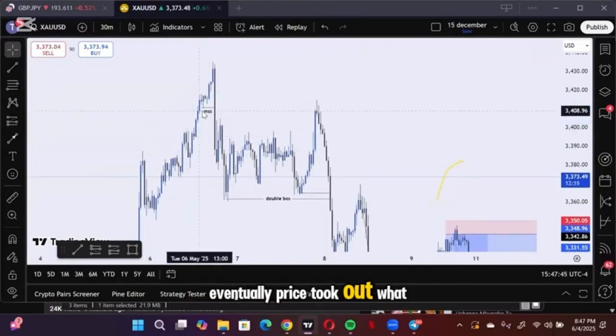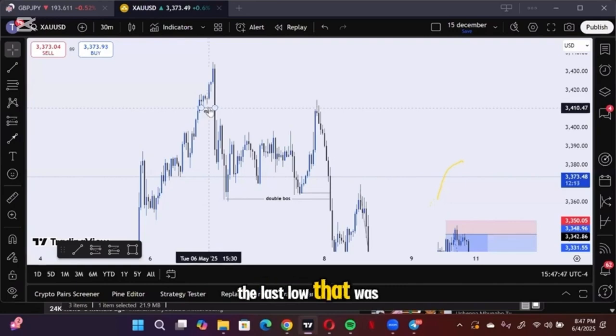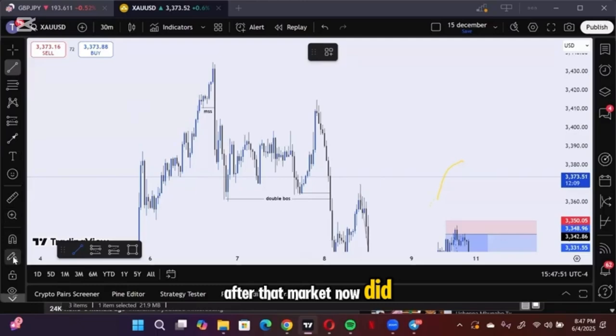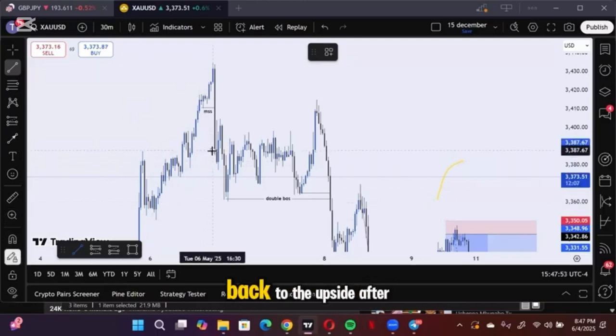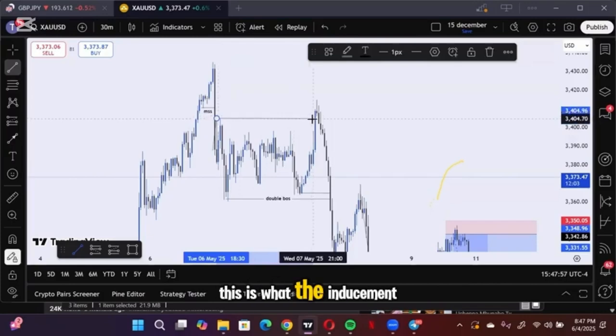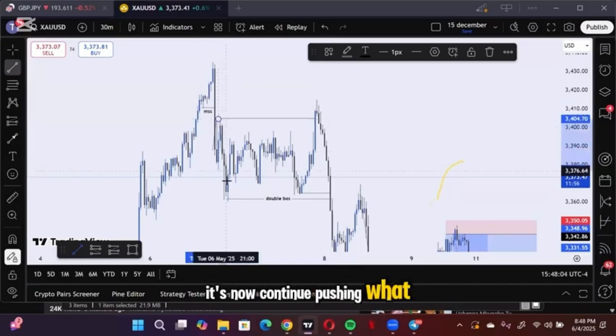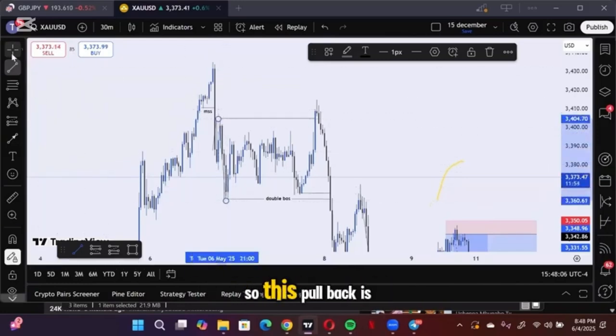Eventually, price took out what? The last low. That was when a market structure shift occurred. After that, market now did what? Gave me what? A pullback to the upside. After this pullback, this is what the inducement is. This pullback that market gave here, and after market gave that pullback, it's now continuing pushing what? Back to the downside. So this pullback is what your inducement is.